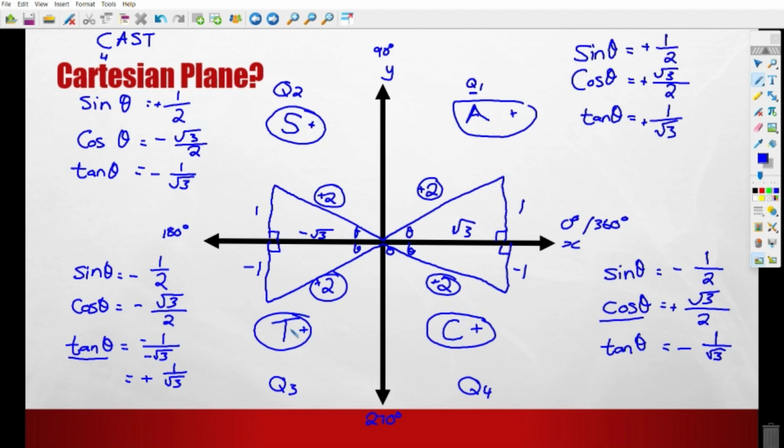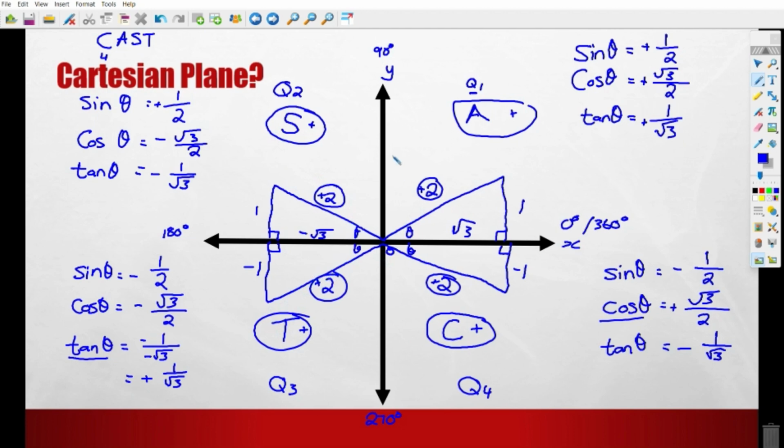So you can remember CAST. That's very important to note. Please learn that. Make sure that you know where cos is positive, where all of them are positive, where sine is positive, where tan is positive. And knowing where they are positive, you know where they are also negative. So now let's see the application of this.